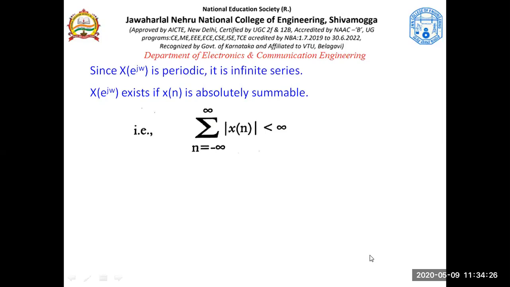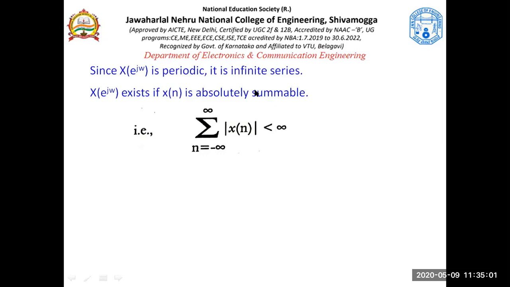Okay. And you add all the samples of x of n. Let the length be anything. Take it from minus infinity to plus infinity so that we will not be missing out on any of the samples. So add all the samples that are there in x of n, and if you do that, that should give you a number less than infinity. That means it should be a finite entity. The summing up of all the samples should give you a finite number. That is what is called absolutely summable.